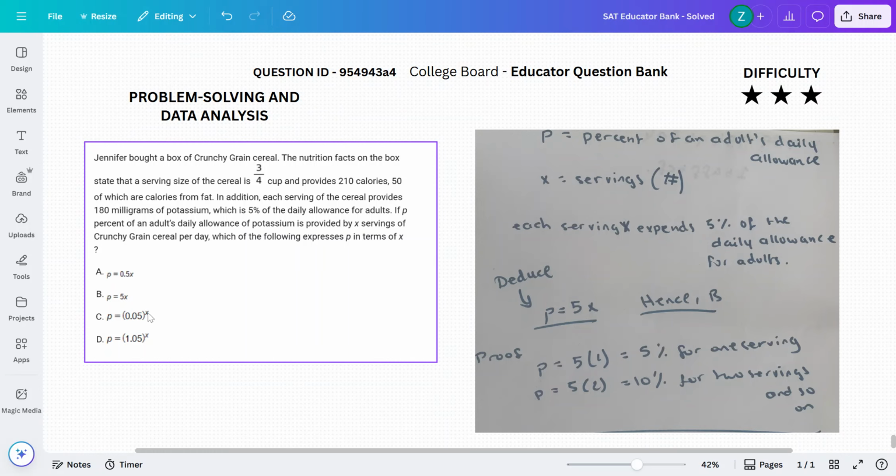Same here. One serving gives us 0.05%, which is even less, which contradicts the 5% that the question told us. And then D says 1.05 to the power of 1 if we have one single serving. 1.05% is still much smaller than 5% and not 5%. The question clearly and explicitly says that each serving of the cereal provides 5% of the daily allowance for adults. Hence, A, C, and D are incorrect and B is correct.